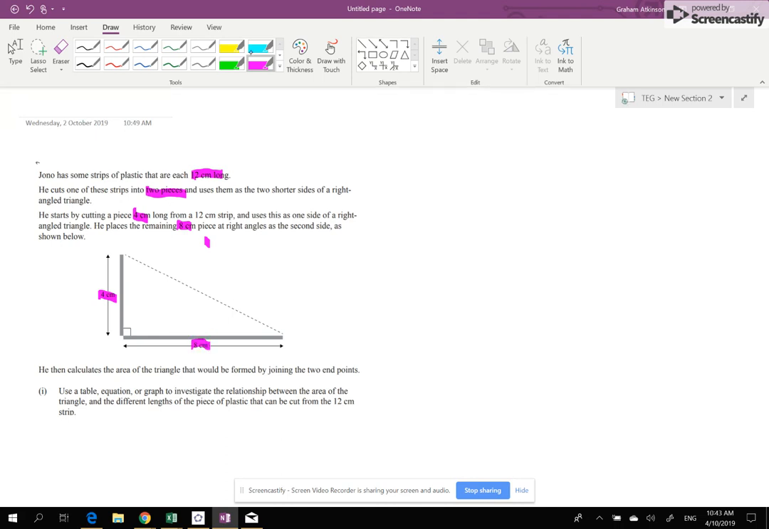Right, now comes the important bit. They may write it like this or they may not. They may just tell you to investigate. Use a table, equation, or graph to investigate the relationship between the area of the triangle and the length of the piece of the plastic. So I need to be able to work out the area of the triangle. So area equals base times height divided by 2. And that, let's be honest, should be something that you can do.